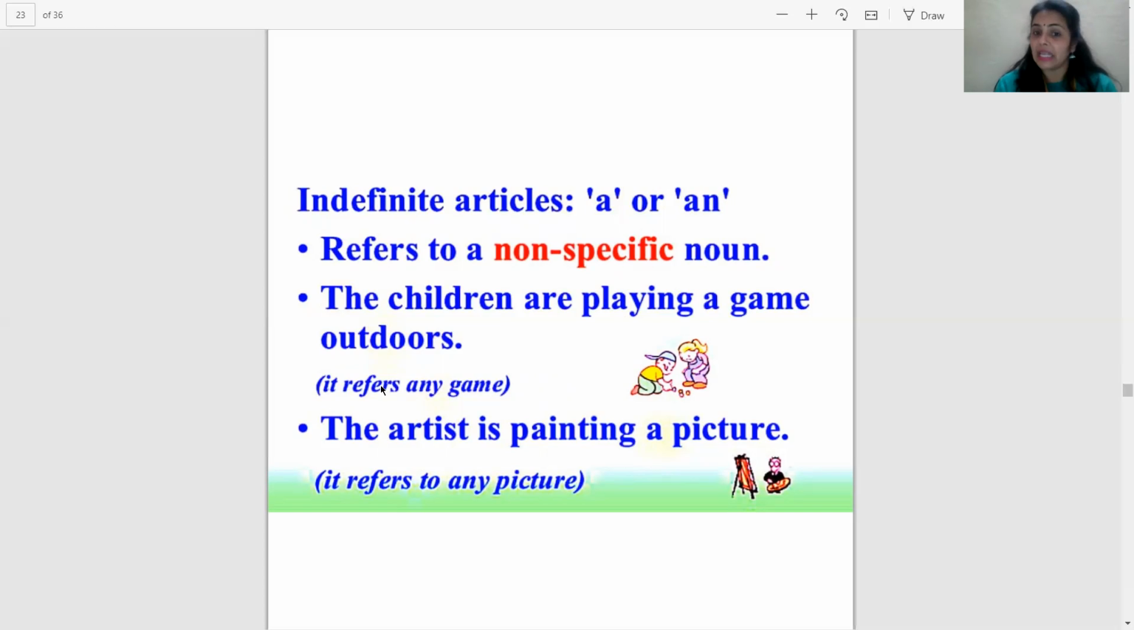Clear? And in these two examples, we can see the, and the. Here it is the, and here it is also the, a definite article.